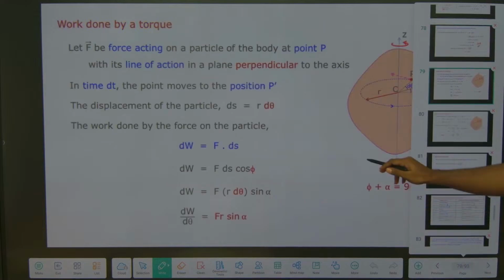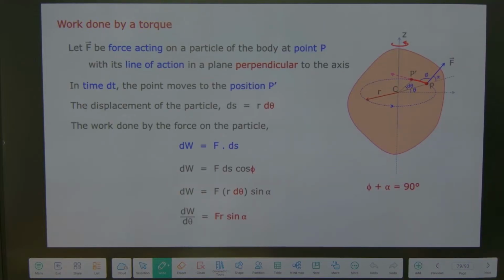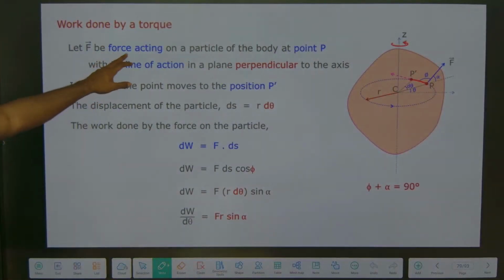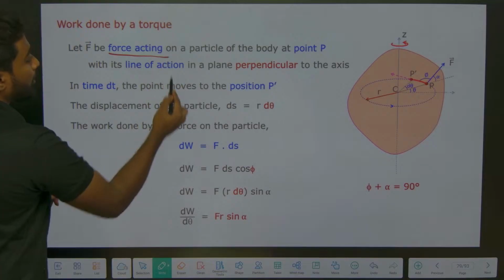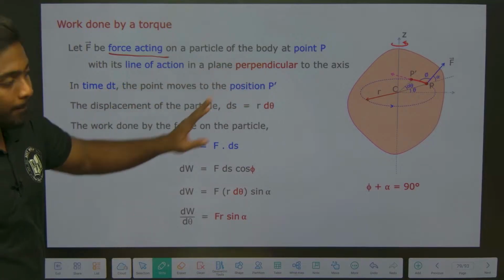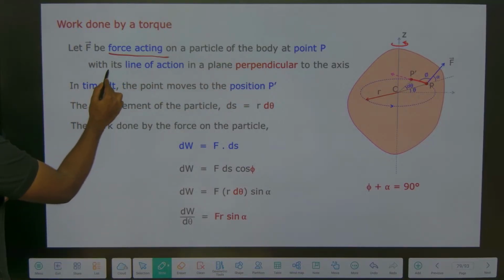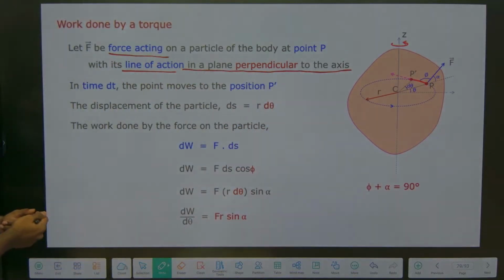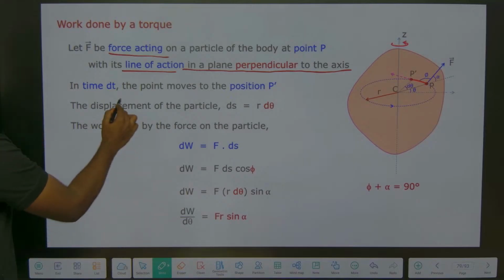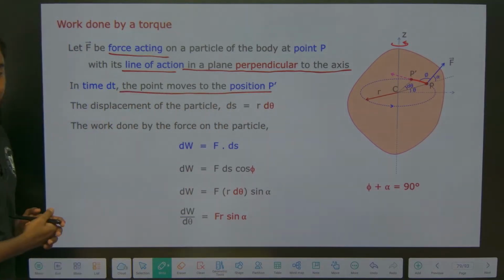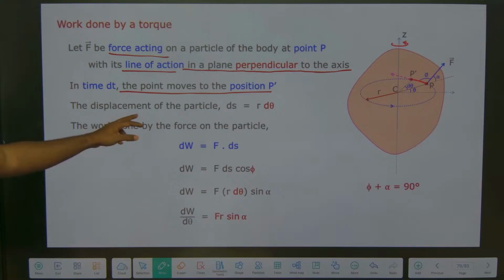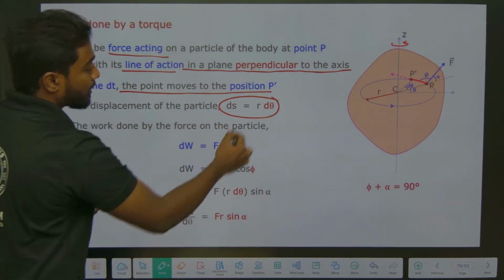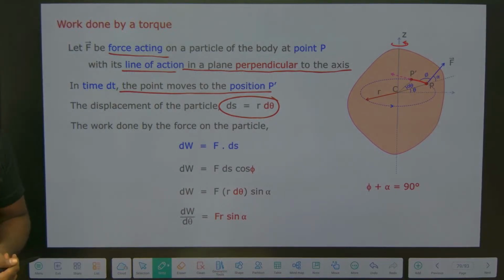Okay. So now we'll go for the topic work done by torque. Here, let F be the force acting on a particle of a body at a point P, with its line of action in a plane perpendicular to the axis. In time dt, the point moves from the position P to P dash. So the displacement of the particle is ds equals dr into dt.